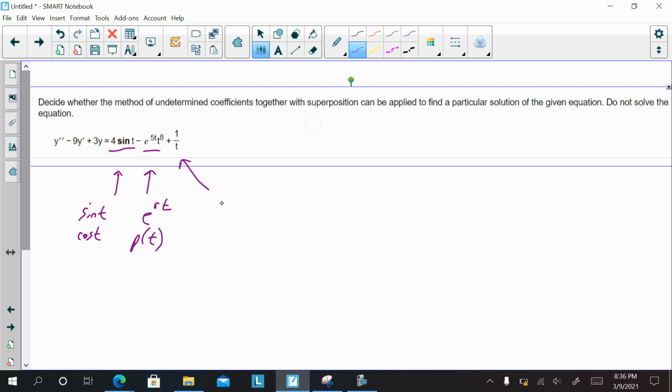But if we look at this last term, 1 over t, or t to the negative 1, that's not exponential, that's not a sine or cosine, and since our exponent of t is negative, that's also not polynomial. So the answer to this is no. We cannot use the superposition principle combined with undetermined coefficients to solve this particular differential equation.